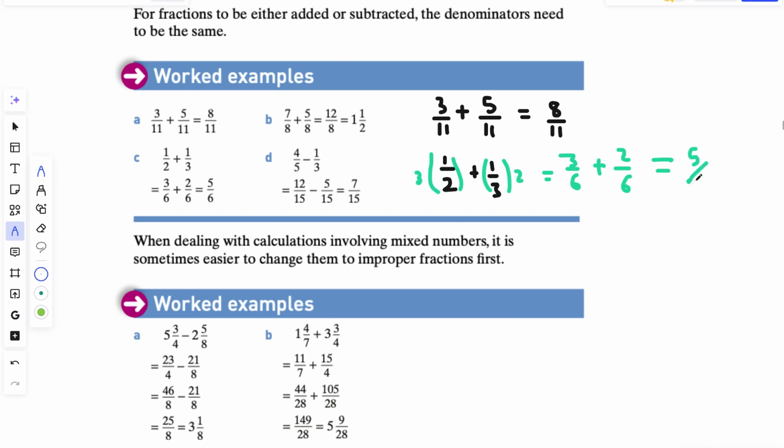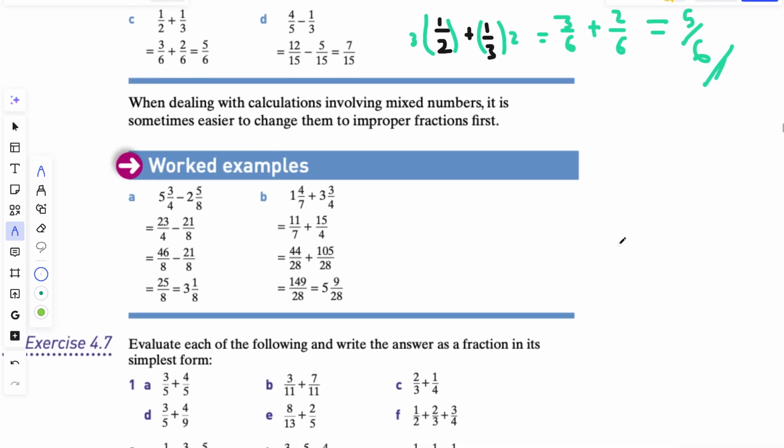You don't add the denominator since they are the same. You just write it once. That's your answer. Okay, so it's easy. The same thing applies to multiplication and subtraction. Okay, let's say you're given a mixed number.